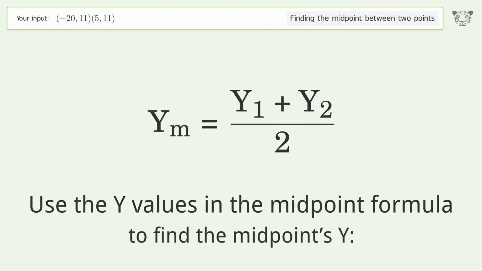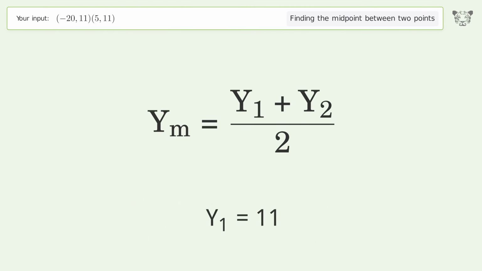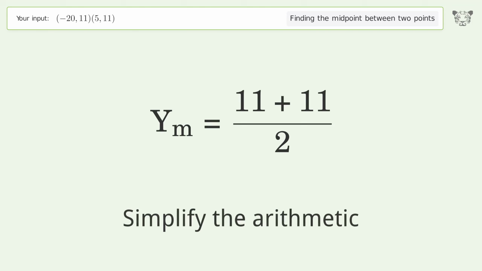Use the y values in the midpoint formula to find the midpoint's y. y1 equals 11. y2 equals 11. Simplify the arithmetic.